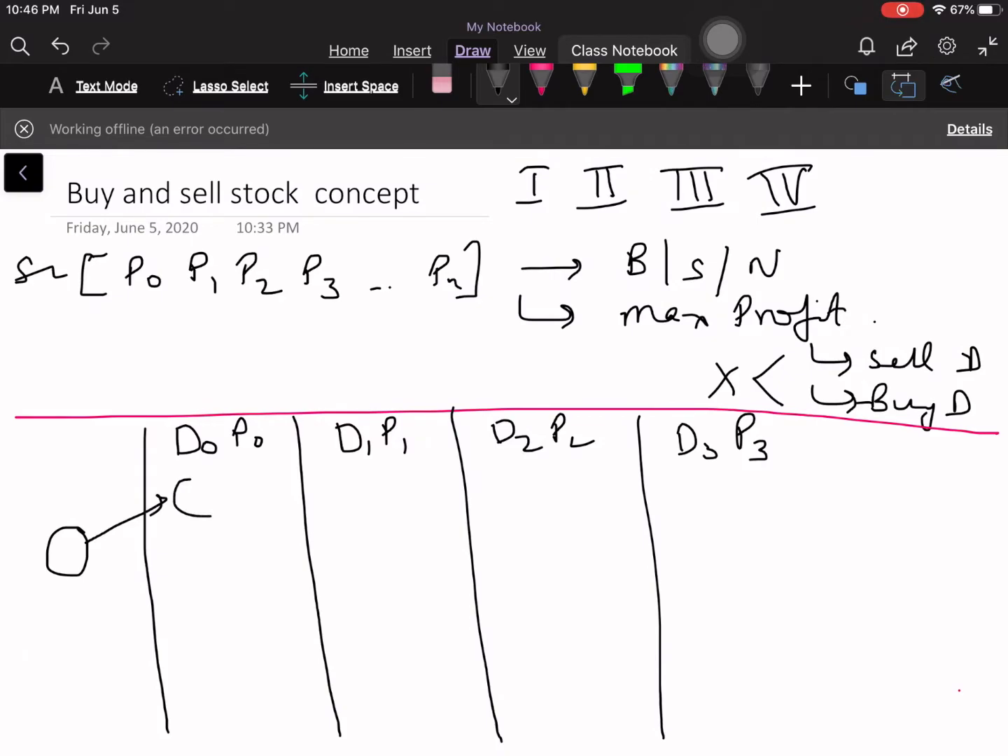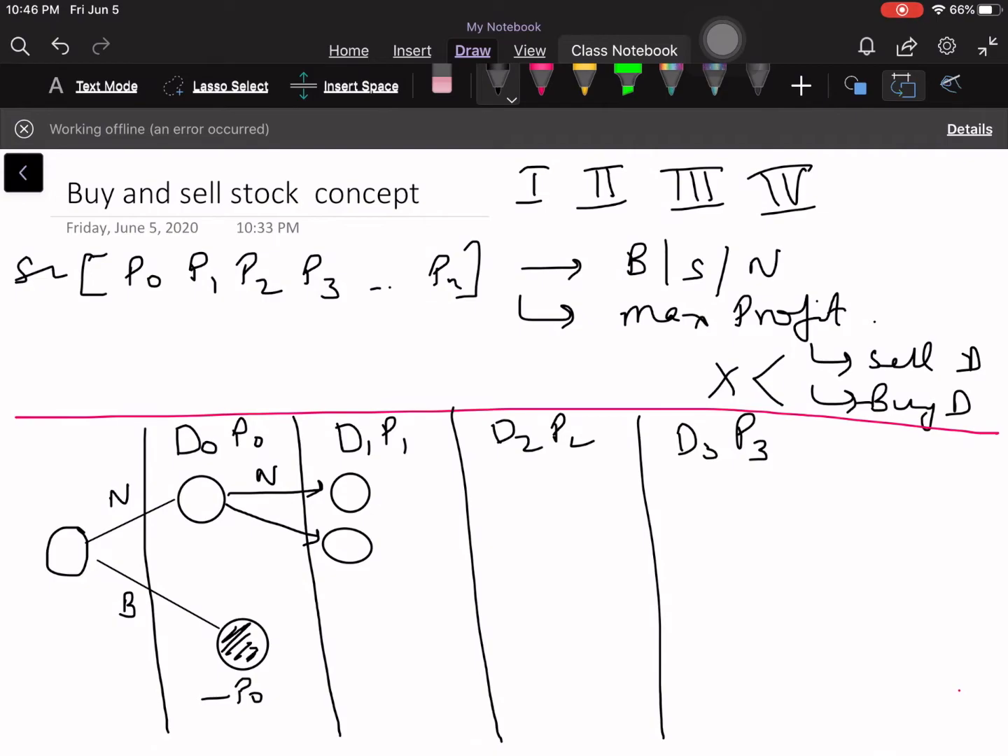I can do nothing and leave it as it is, or I can buy the stock and my profit is minus P0. When I go from the empty box to the next day, I can do nothing, which is again empty, or I can buy the stock, which makes my profit minus P1.